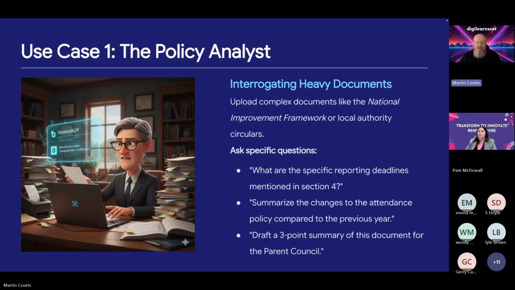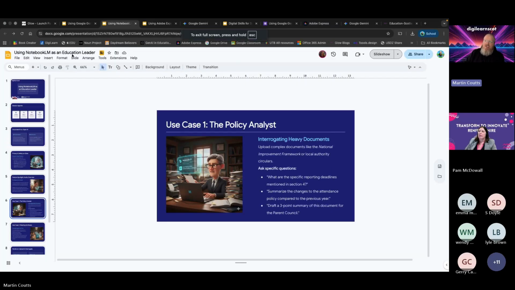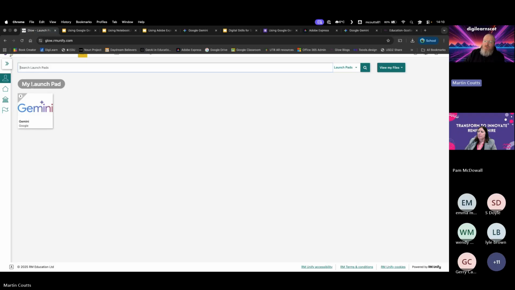But then what you could actually say is, right, what are the key reporting parts that have been added into this? What are the changes to the policy, for example? Or you could say draft a 3-point summary of this document for the parent council, right? So let's just take that education Scotland digital toolkit one as an example again. So I'm going to go back to my launchpad.